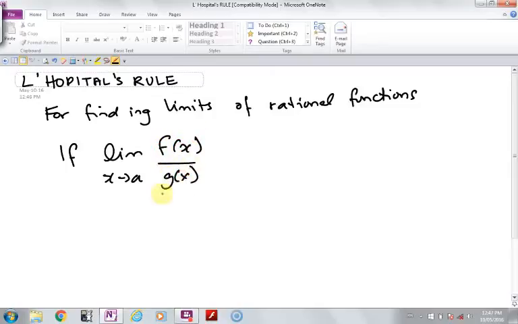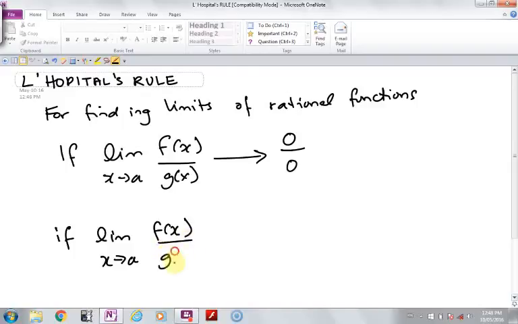Okay, so if we have a function like f of x over g of x, and we're trying to find the limit as x approaches a, if that limit looks like 0 over 0 when you put in the a, so if f of a is 0 and g of a is 0, or if the limit looks like infinity over infinity, whether it's plus or minus infinity, then we have what's called an indeterminate form.